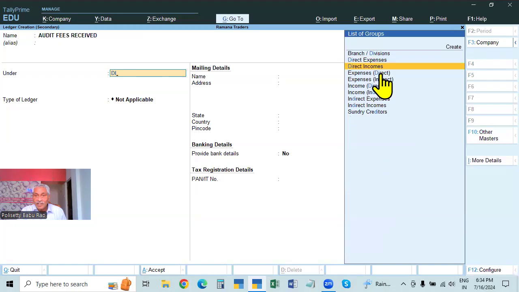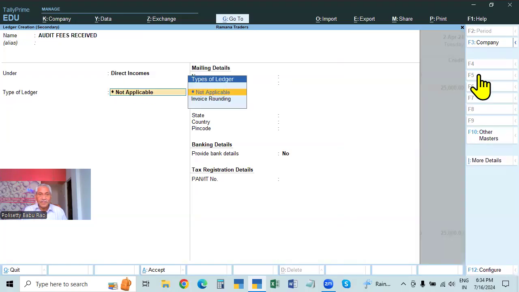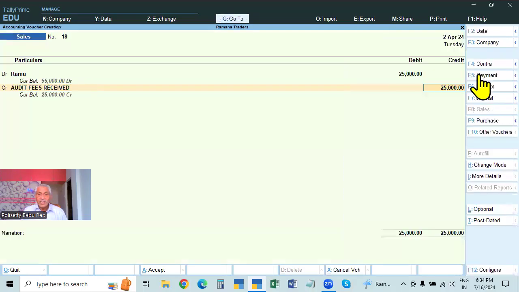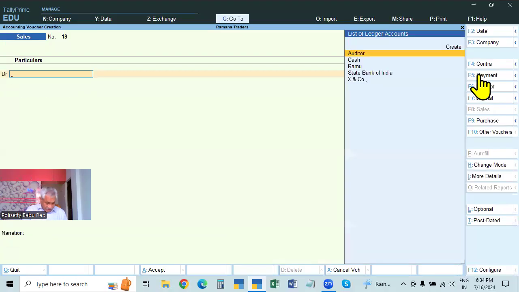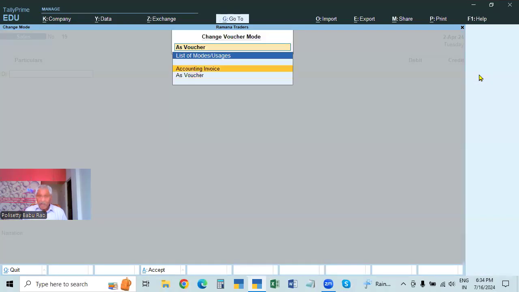You should not take the direct or indirect within brackets. So direct income we have to take, and accept. So it is direct income, 25,000. So being audit fees. No, we don't take received. That is previously we gave it as paid. It is not received, just being audit fees. Okay. This is it.